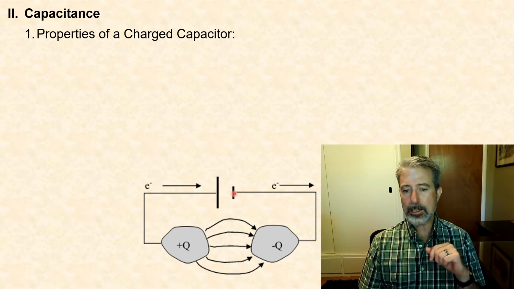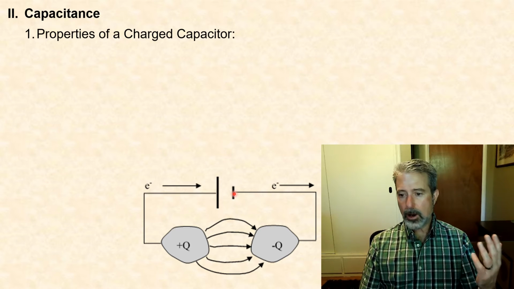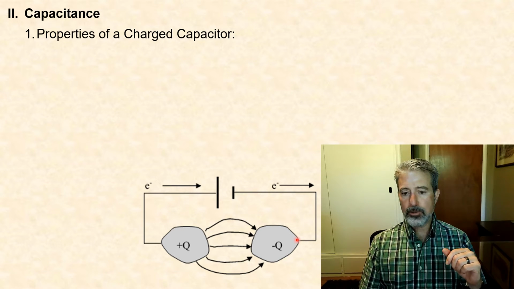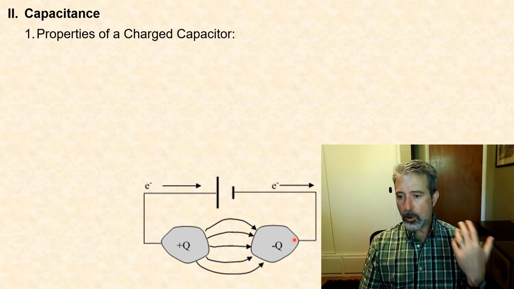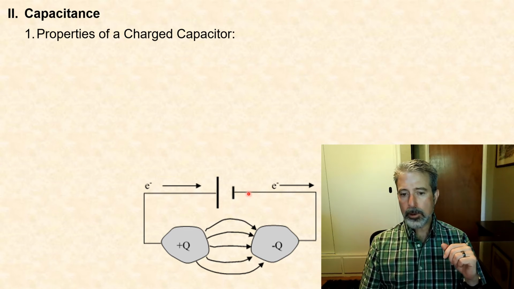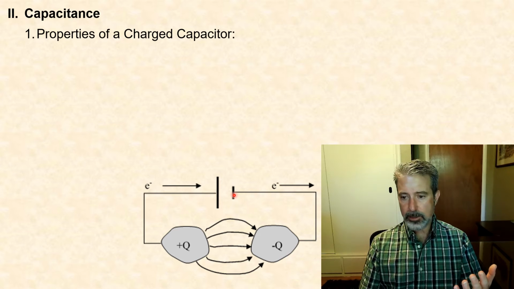Okay, that's what we mean by a circuit. Now, as electrons flow through the circuit, when are they going to stop? Well, they're going to flow until this conductor over here is at the same electric potential, the same voltage, as the negative terminal of the battery.